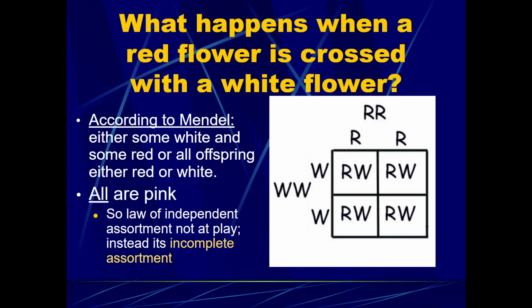So, what happens in a Punnett square when we cross the red flower with a white flower? Well, we actually get, using all capital letters, offspring that are all heterozygous and have pink flowers. Because in the situation where we have incomplete dominance, we also have incomplete assortment, thanks to the law of independent assortment. So it's now at play, and this incomplete assortment produces a blending.